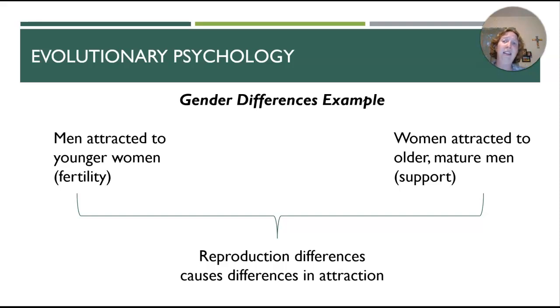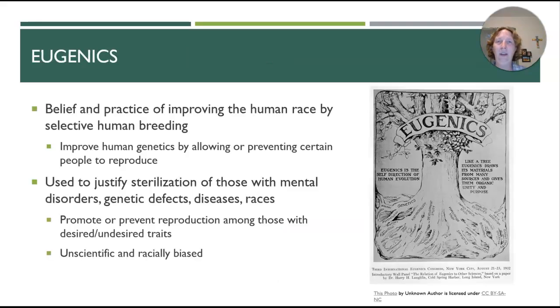However, these ideas of evolutionary psychology and only the strongest and best survive have often been used against humans as well, specifically in the topic of eugenics. Eugenics is the belief and practice of improving the human race by selective human breeding. The goal is to improve human genetics by allowing and preventing certain people to reproduce. Now, the idea is that you would encourage people with traits and qualities that other people think are good to have babies and then continuously make humans better somehow.